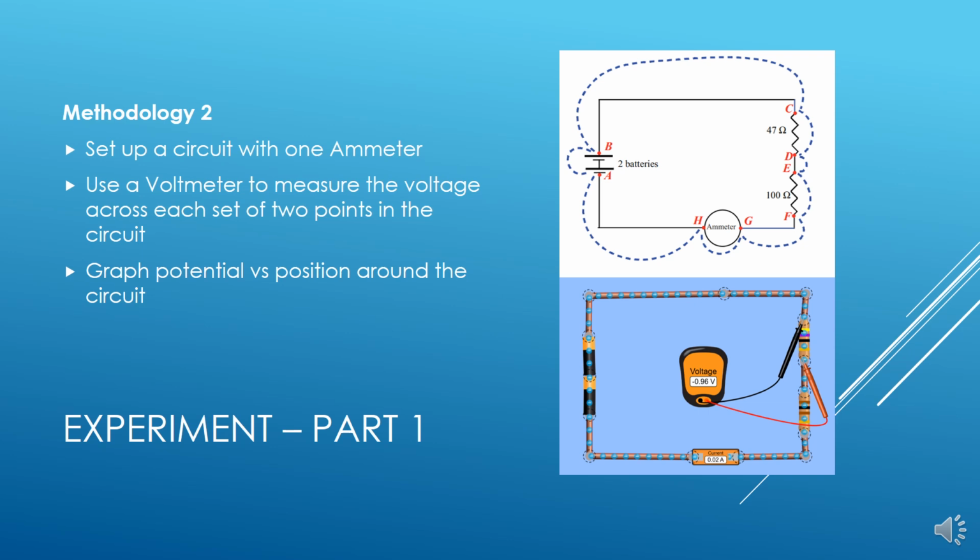Methodology 2 was to set up a new circuit with one ammeter, use a voltmeter to measure the voltage across each set of 2 points in the circuit, and then graph the potential versus position around the circuit.